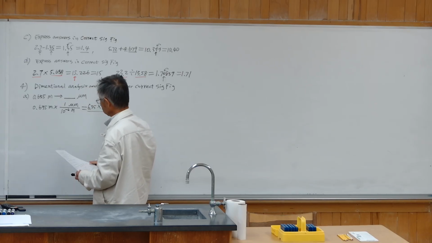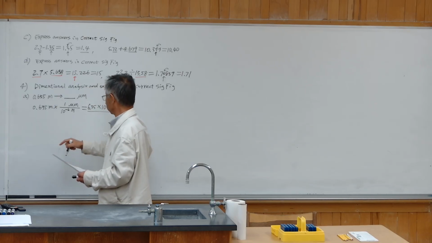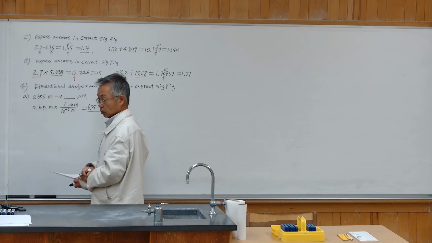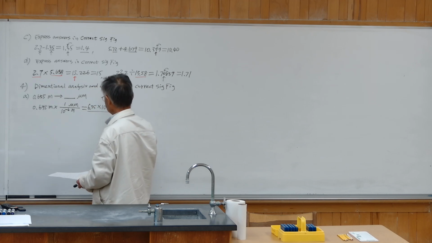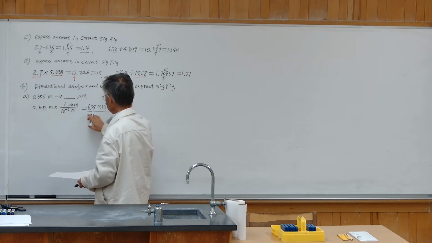Okay. So meter is a larger unit, and micrometer is a smaller unit. If you use a larger unit, the number is smaller, and if you use a smaller unit, the number will be larger.